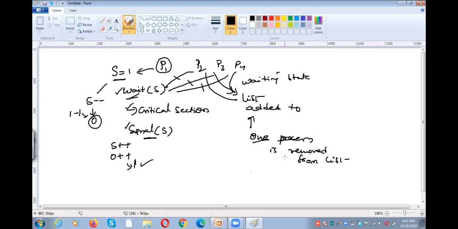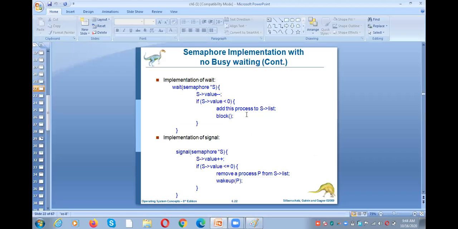Again, one more process is removed from the list. Likewise, all the waiting processes are added to the list, and whenever there is a signal operation, automatically one process is removed from the list. Okay. That is called semaphore implementation with no busy waiting.